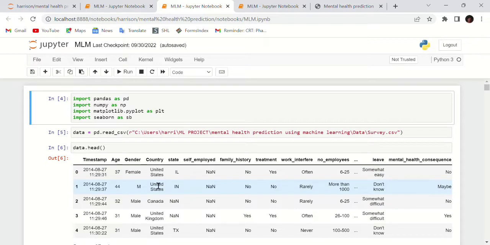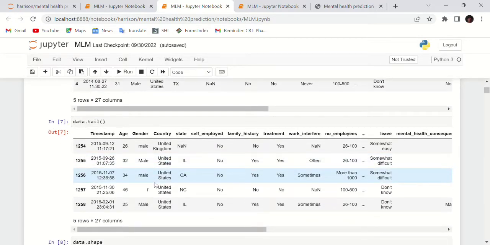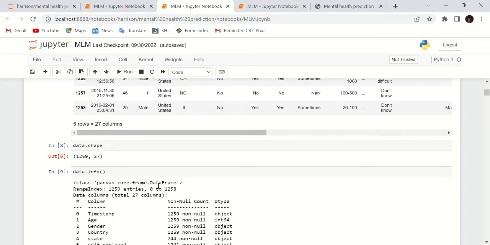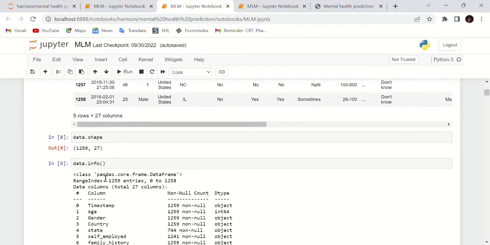To observe the first 5 rows of our data, we use the head function method, and to observe the last 5 rows of our data, we use the tail function method. We can use the shape attribute of the data frame to know the shape of our dataset. The shape of our dataset is 1259, 27. From the above figure, we can say that our dataset has 1259 rows and 27 columns.